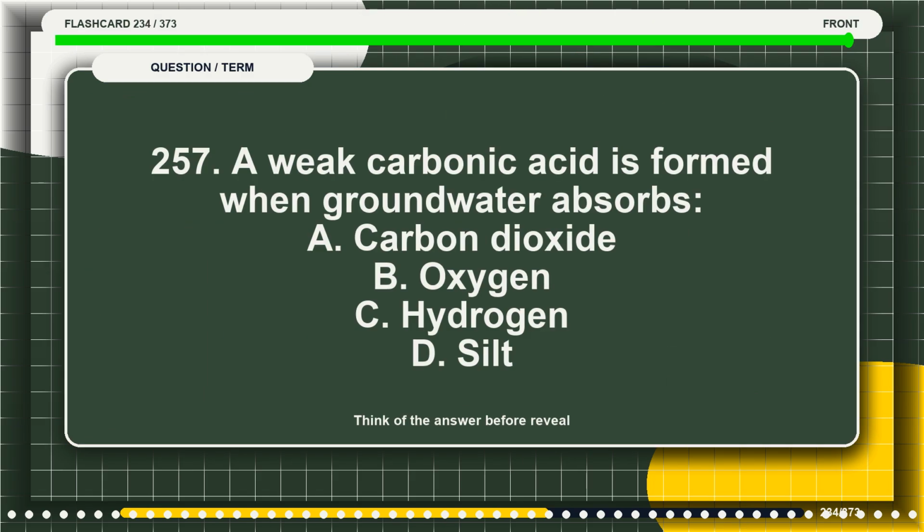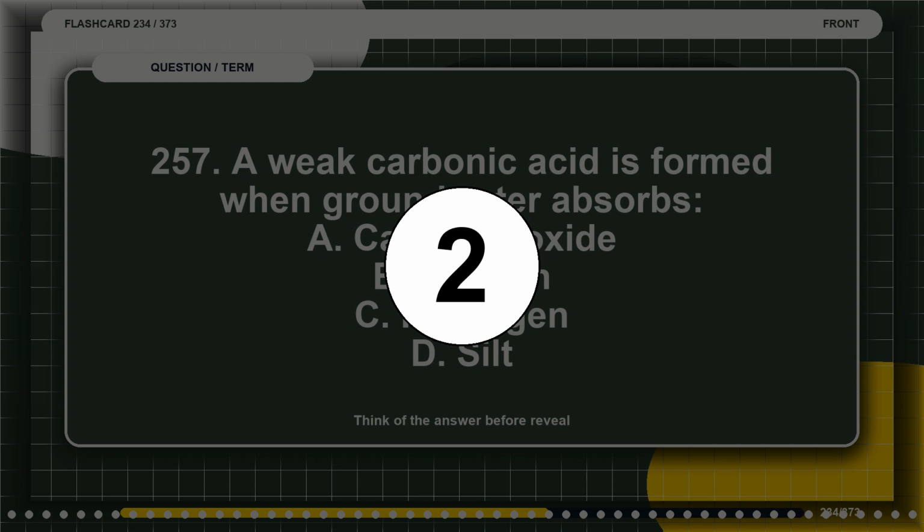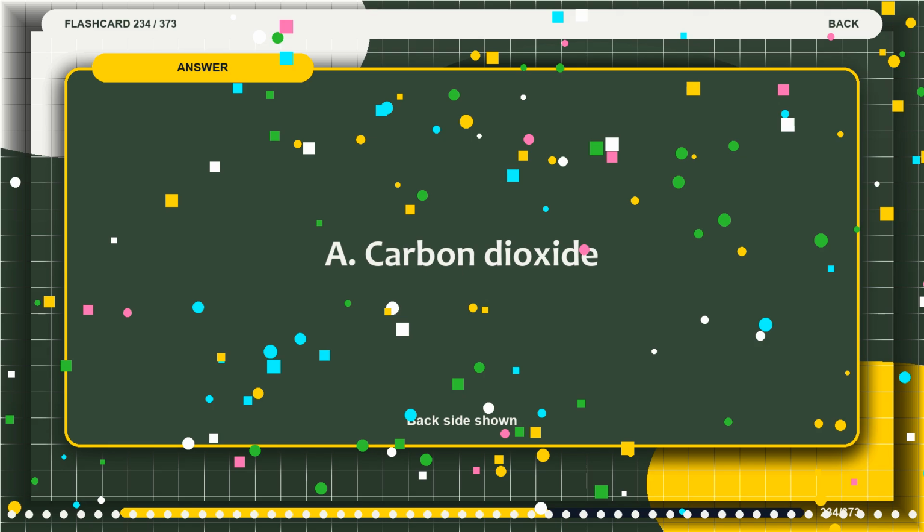Flashcard 234. A weak carbonic acid is formed when groundwater absorbs A. Carbon dioxide. B. Oxygen. C. Hydrogen. D. Silt. Think of the answer before the reveal. The answer is A. Carbon dioxide.